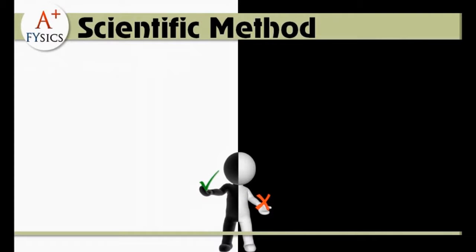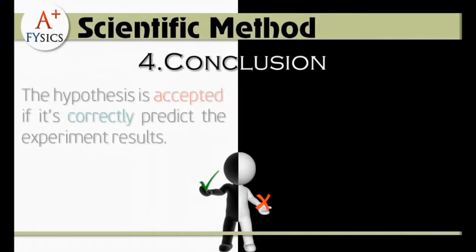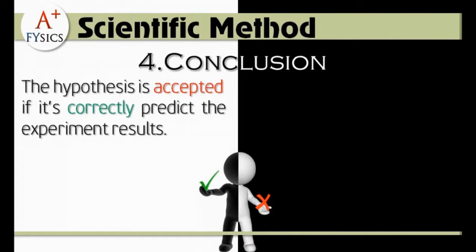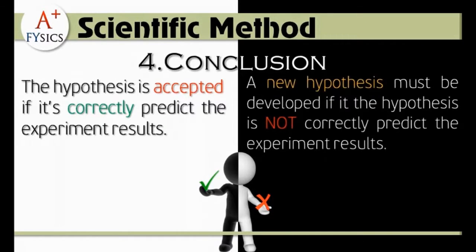The final step, conclusion. If your hypothesis is correct, then the experiment will yield the results that are predicted by your own hypothesis. If your hypothesis is wrong, then the experiment would yield different results.